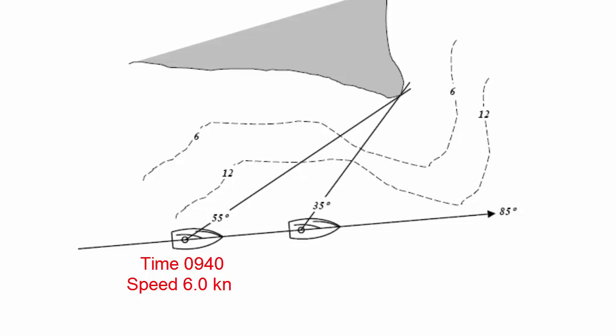To monitor our progress and the probability of safely clearing the point of land, you take a bearing on the point and read 55 degrees across your ship's compass. The time is 0940 and your boat speed is 6 knots. 15 minutes later at 0955, while continuing on the same course and speed, you take a second bearing of 35 degrees on the point of land. And you want to know how close you will come to that point when passing it. This is referred to as the closest point of approach, or CPA.